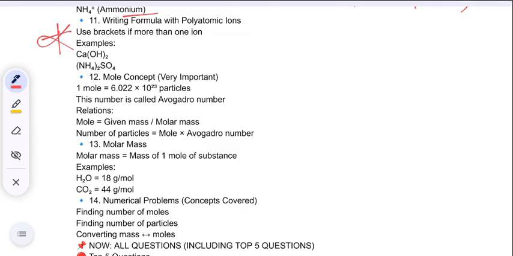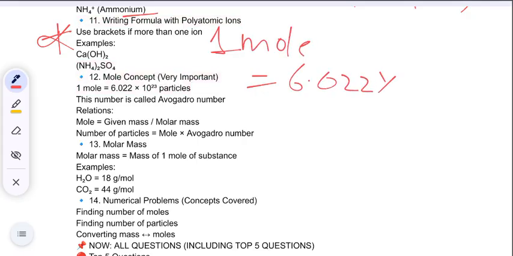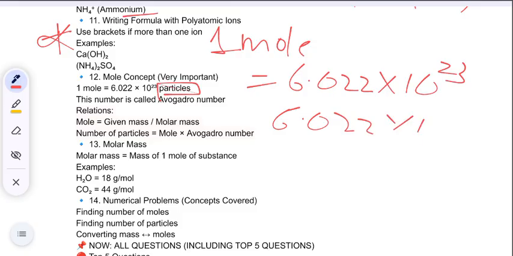lose मत हो इसे. What is it trying to say? देखो, it is trying to say mole concept. 1 mole, एक mole equals to 1 mole. 1 mole equals to 6.022 into 10 की पावर 23 पार्टिकल्स. मतलब देखो 6.022 into 10 की पावर 23 particles.